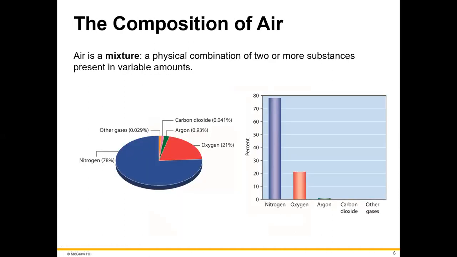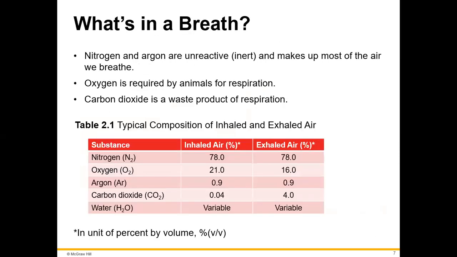Last chapter, in chapter 1, we learned about mixtures. We also learned more about mixtures when we watched the classifying matter video, right? Air is a mixture, a physical combination, and it is what we would call a heterogeneous mixture because it does have some variation in composition. It's not exactly the same breakdown.